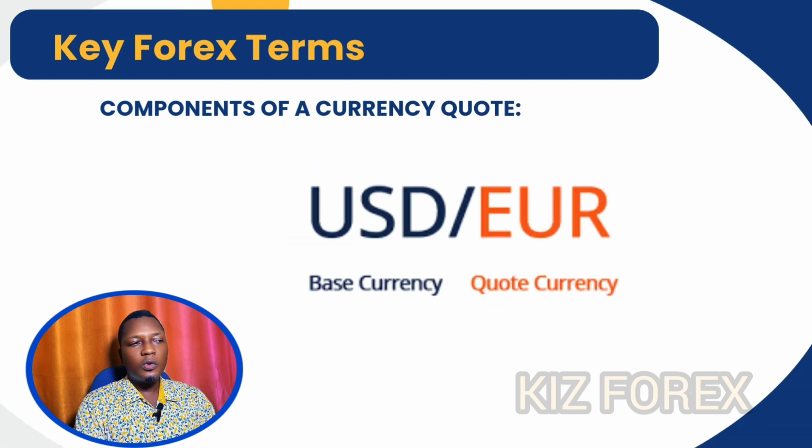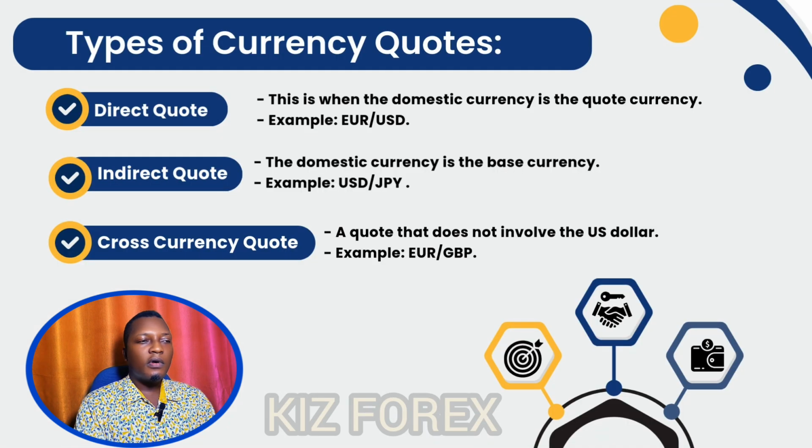A currency quote has to have two currencies: the base currency and the counter currency. Right here, as you can see on this graphical representation, we have the USD Euro. The USD is the base currency, while the Euro is the counter currency, also known as the quote currency. Now, we have three major types of currency quote: the first is the direct quote, the second is the indirect quote, and the third is the cross currency quote.